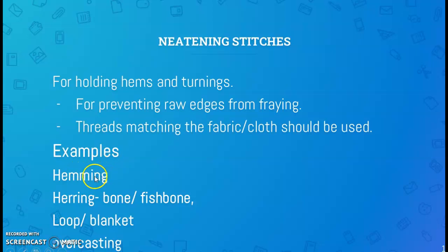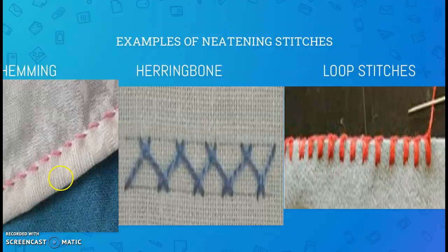Examples, we have hemming, herringbone or fishbone stitch. We have loop or blanket stitch. We have overcasting. Overcasting, remember, is a joining stitch, and it appears here as well. Here are some of the examples. Hemming. We have several types of hemming. We have hem stitching, slip hemming, slant hemming, and many more. This is the fishbone or the herringbone stitch. And we have loop stitches over here too.